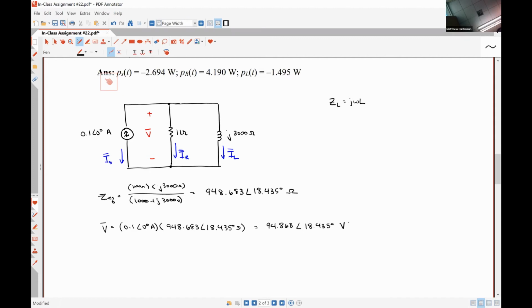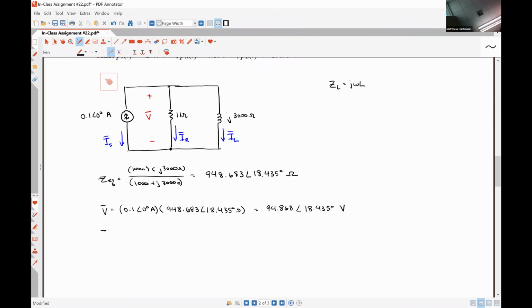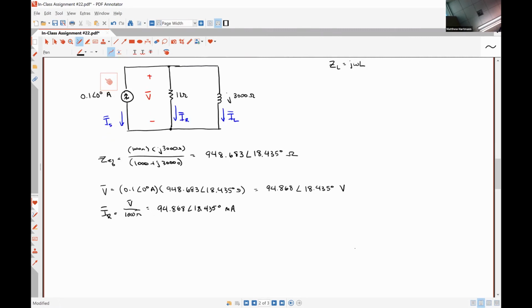Anybody have any problems with that? I don't think so. Alrighty. So now that we know what our voltage is, how can we determine our currents? Ohm's law. Yeah, Ohm's law. So IR is going to be V divided by 1000 ohms. So that's going to be 94.868 angle 18.435 degrees milliamps. That one's easy enough, because 1000 ohms is the same as 1000 angle 0 degrees, so we know that our angle shouldn't change.